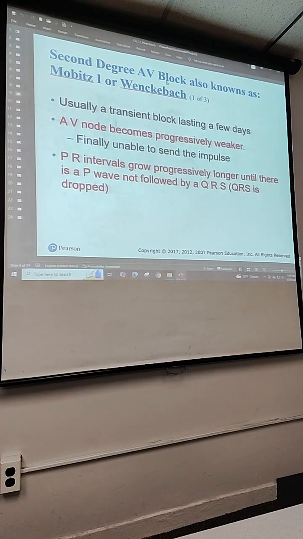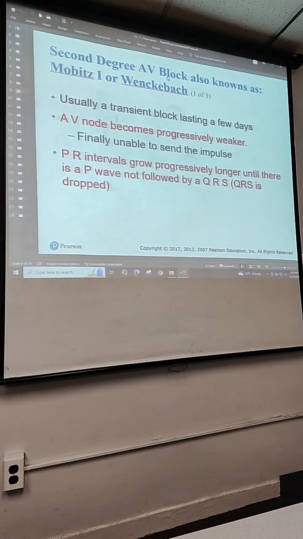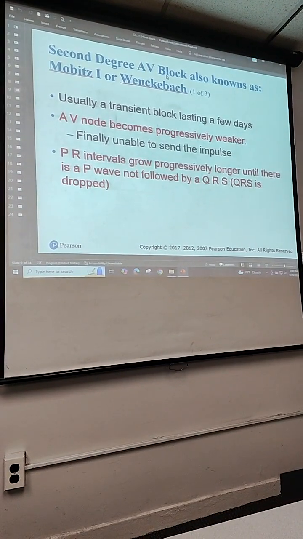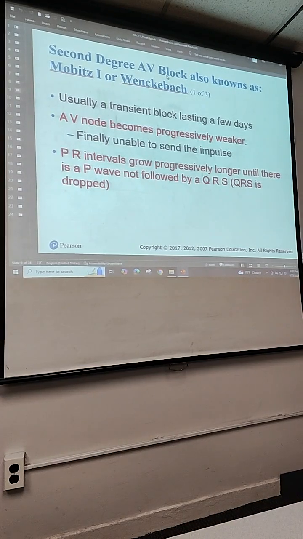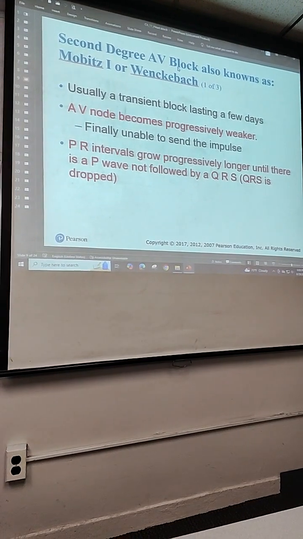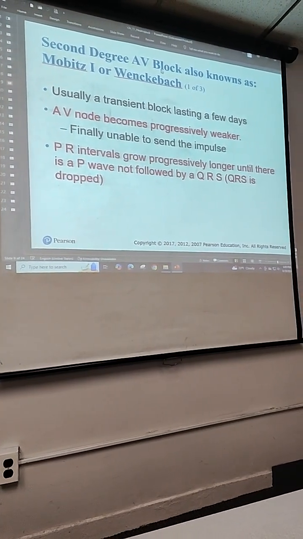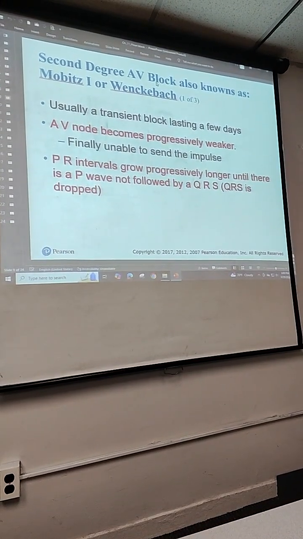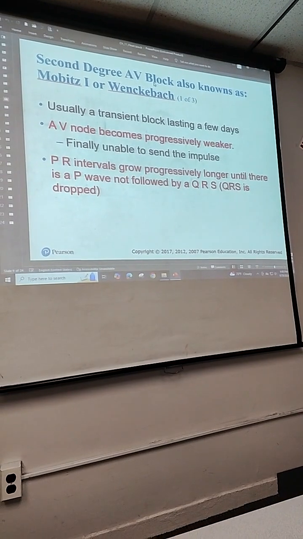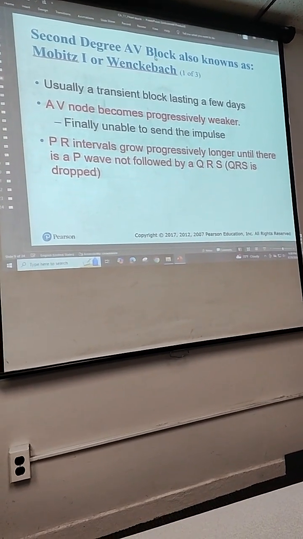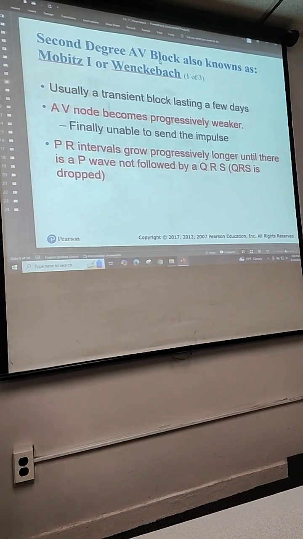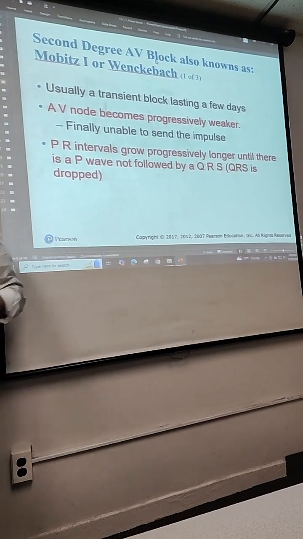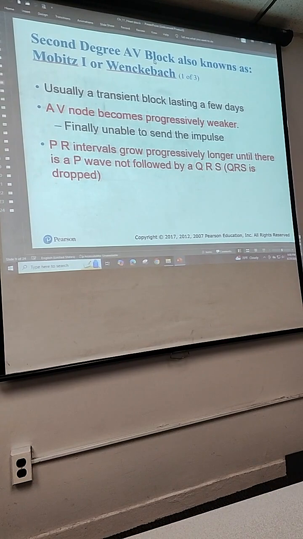So most of the time, first degree, second degree, Mobitz 1, Wenckebach, usually they don't use it. Is that understood? So most of the time it is Mobitz 1 or just second degree, because we're going to have the Mobitz second degree type 2. So we need to make sure that we know the difference between those two. Any questions?